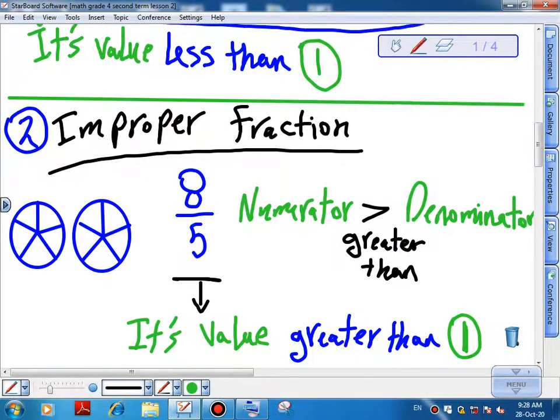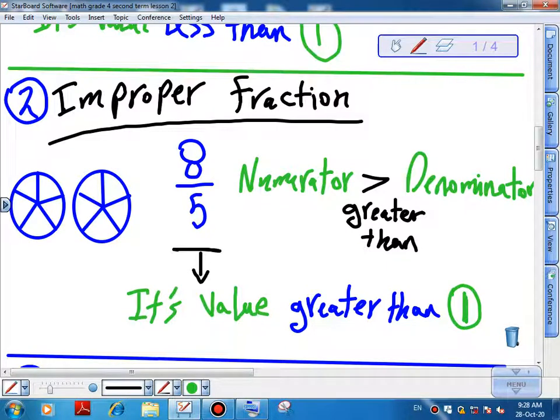The next one is called improper fraction. Improper fraction is the opposite of the proper fraction. What's the meaning of that? 8 over 5 or 8 fifths. The numerator here, 8, is greater than the denominator, so we call this fraction an improper fraction.